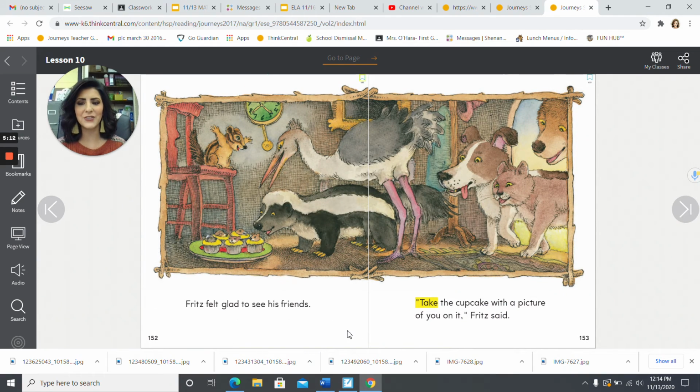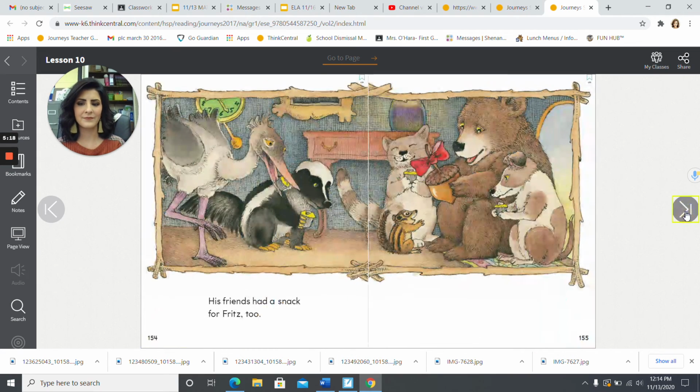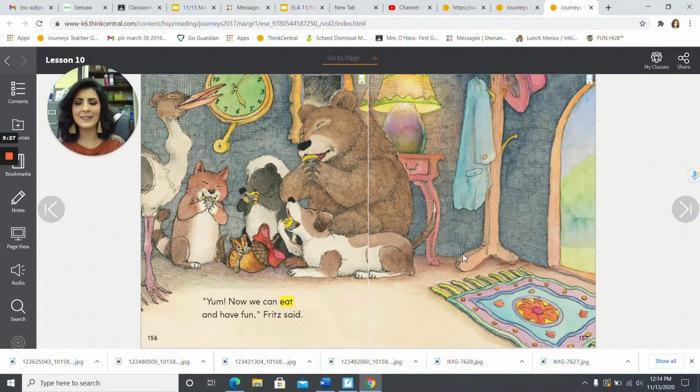Fritz felt glad to see his friends. Take the cupcake with a picture of you on it, Fritz said. His friends had a snack for Fritz too, and they brought him a giant acorn with a bow. Yum! Now we can eat and have fun, Fritz said.